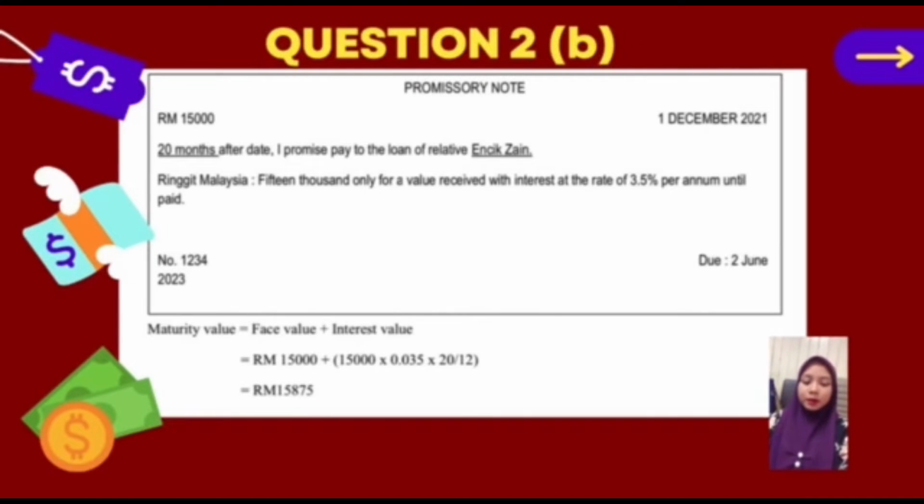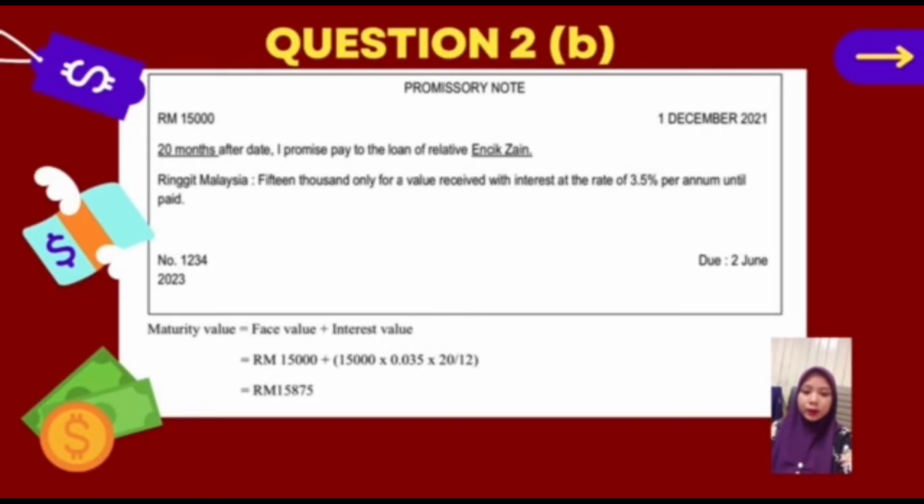Today I would like to talk about the promissory note. In the promissory note, the loan from a relative is 50,000 on 1 December 2021. 20 months after date, I promise to pay to the loan of relative Ringgit Malaysia 50,000 only for value received with interest at the rate of 3.5% per annum until paid.